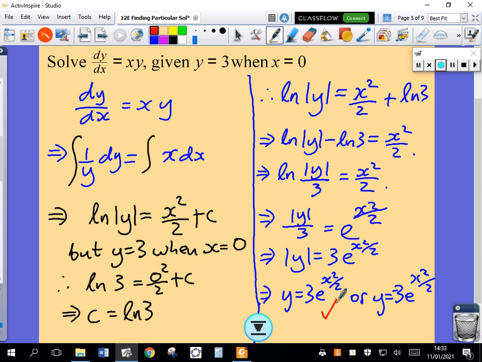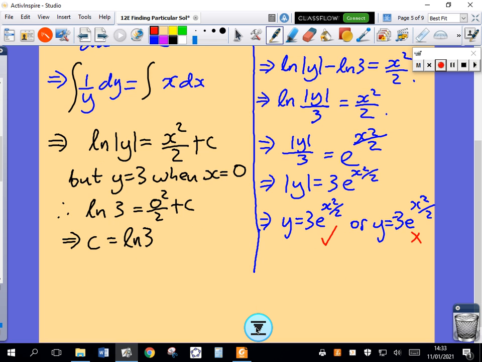But if I plug in 0 over here, I'll get y equals negative 3. That is not what we want. y has to be positive 3 when x is 0. So therefore, I just have left to make my final statement. Therefore, y has to equal 3 times e to the power of x squared over 2. And that's my final answer.